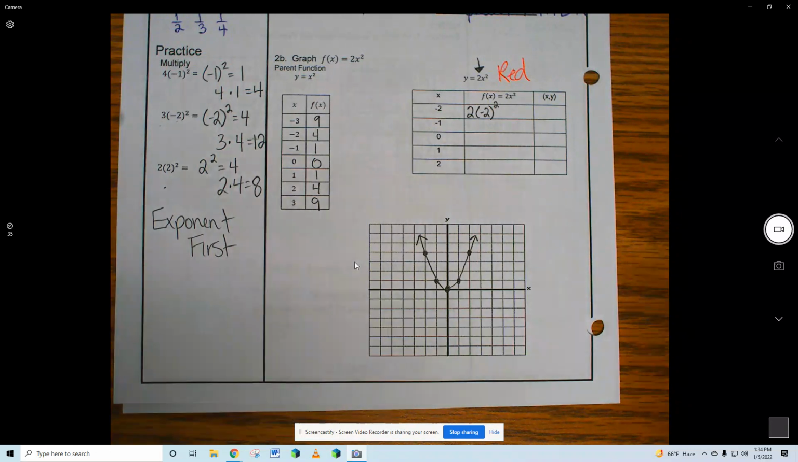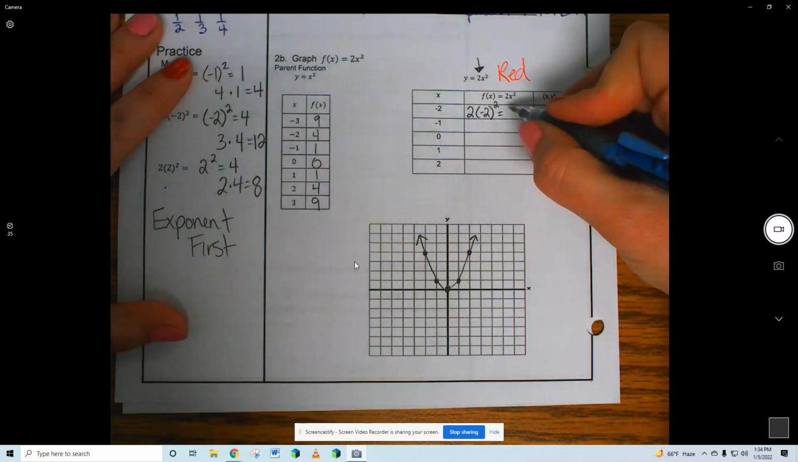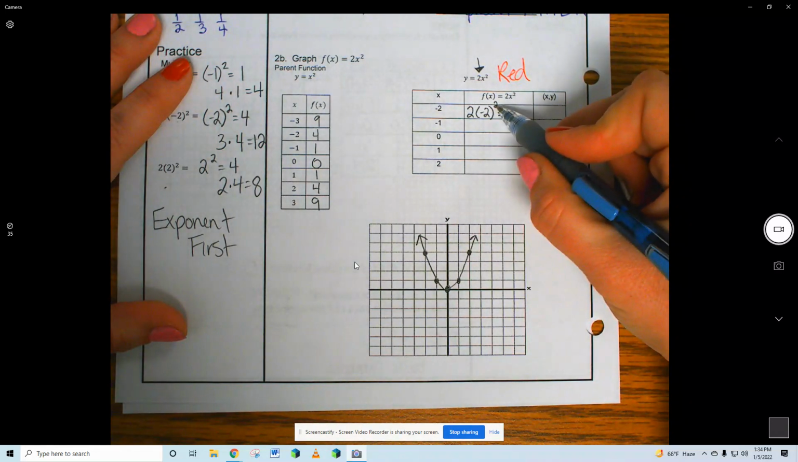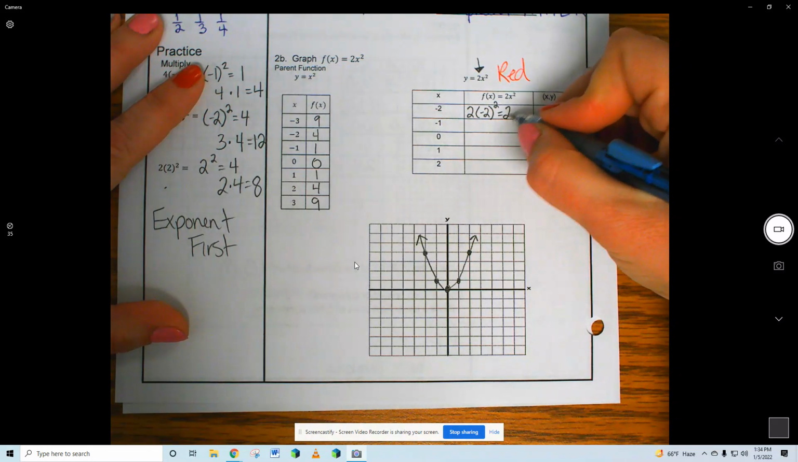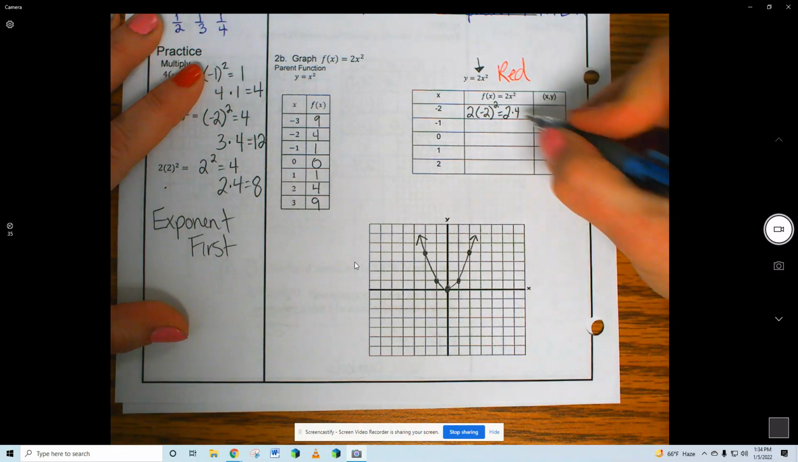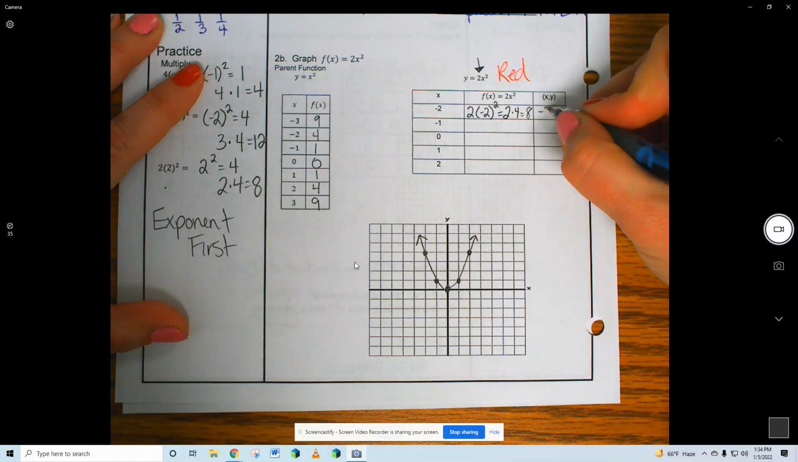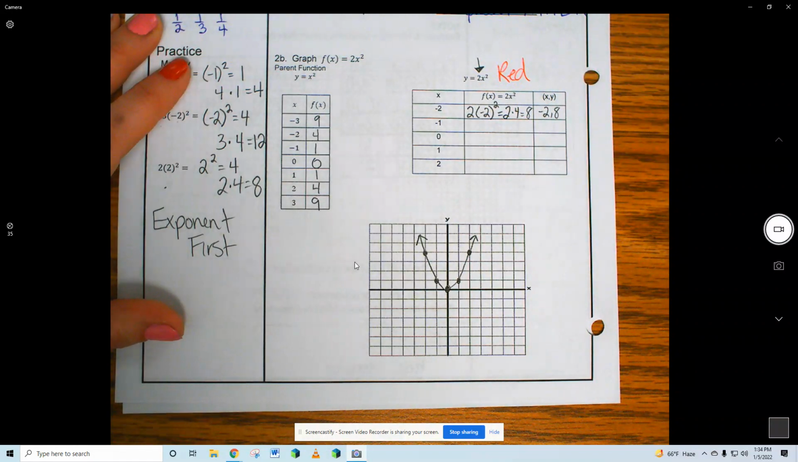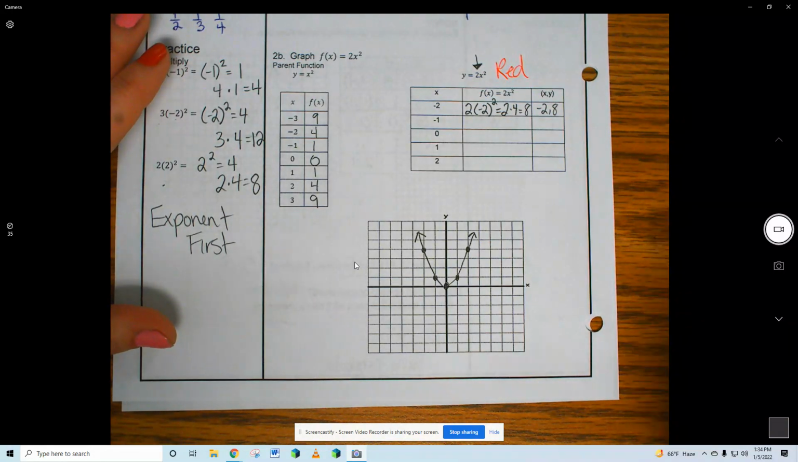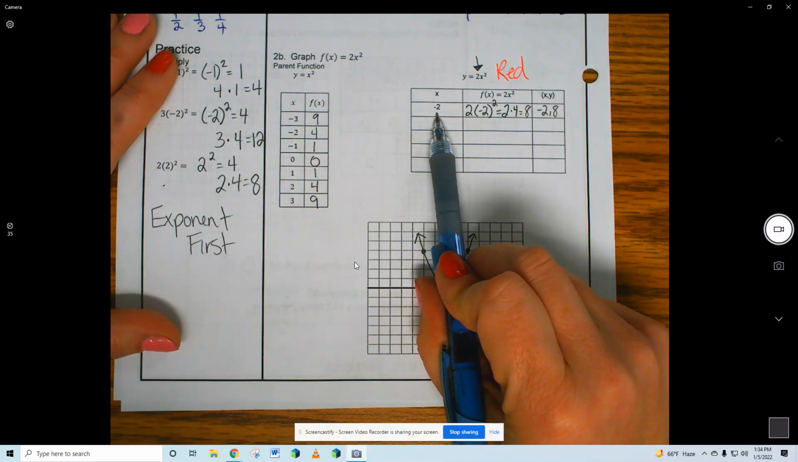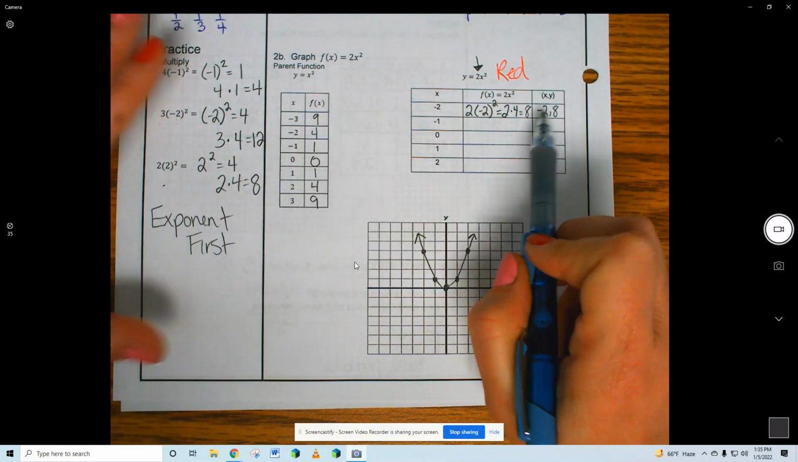So, do the exponent first. -2 squared is 4. 2 times 4. Good job. -2, 8. Because x was -2, and so it's x, y.